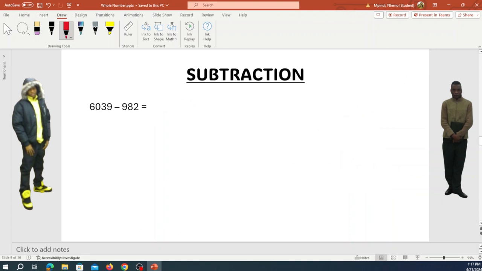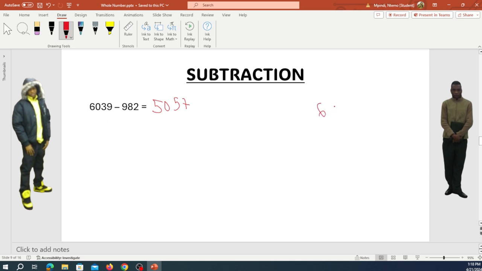So this one, minus means to take out, okay? So we're going to rewrite this here. The answer here is 5, 0, 5, 7. This is the answer, but how did I end up getting this? So I'm going to show you guys, okay? So what we're going to do here, we're going to rewrite this.